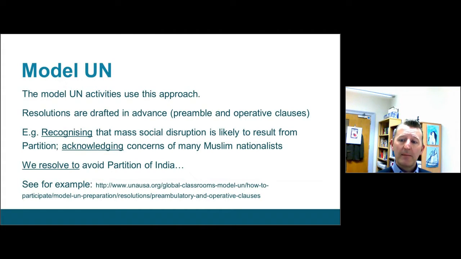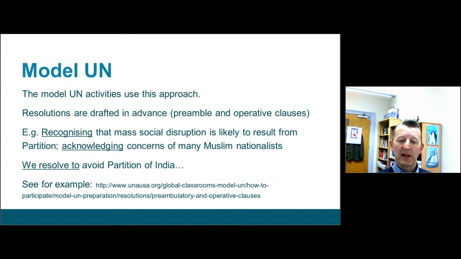There's a formula for drafting resolutions. So there's a preamble and then operative clauses. So the preamble is things that would start off a UN charter using phrases like recognising that mass social disruption is likely to result from the partition of India, acknowledging the concerns of many Muslim nationalists. These are just setting out the shared understanding that sets the scene for the operative clauses, which are what this meeting resolves to do. So we might start off with a statement that says, recognising and acknowledging these things, we resolve to avoid partition of India, and would then go on to explain how that would be achieved.